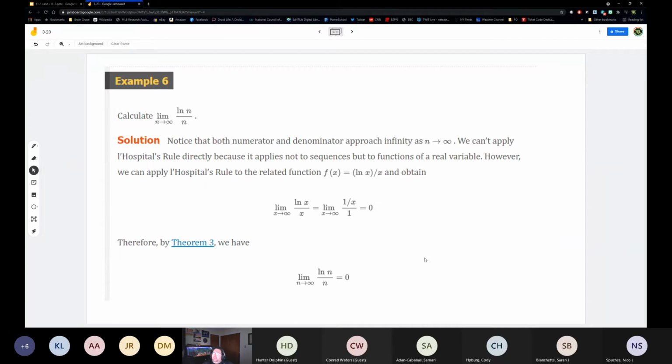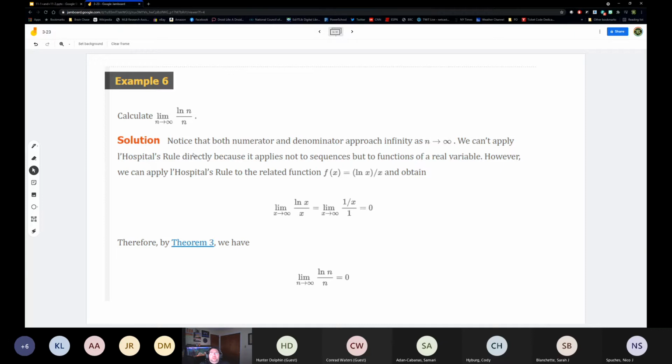Next one, I have the limit as n goes to infinity of ln of n over n. In this situation, both the numerator and the denominator are going to infinity, because ln of infinity is infinity, and n is infinity. So we have to use L'Hopital's rule for this one, but we can't necessarily do it directly to a sequence. However, we can do it to a function.